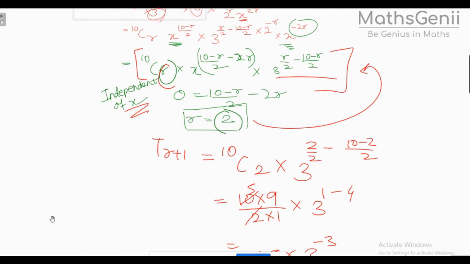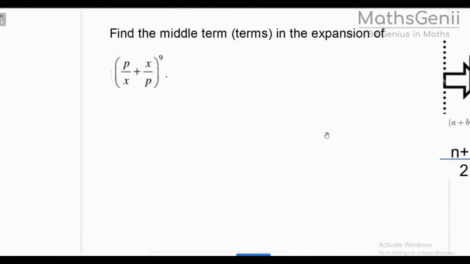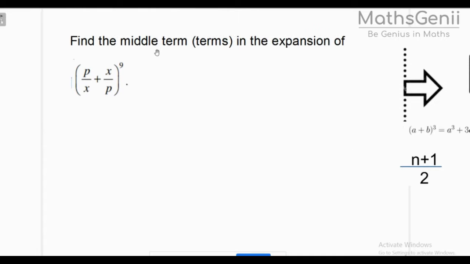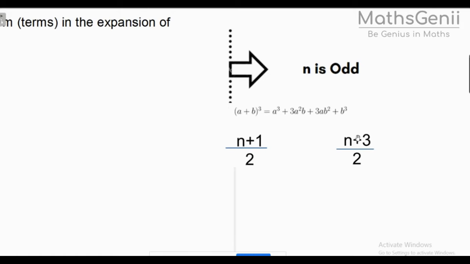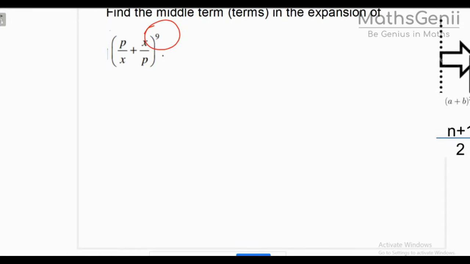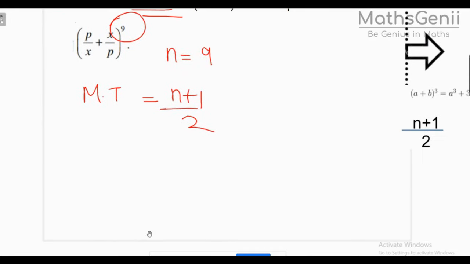Okay. So last question of the day, middle term question we have not taken yet. So let's take that. Find the middle term in the expansion. Now it is 9. 9 is odd. And for odd, what is the formula? N plus 1 by 2, n plus 3 by 2. So n in this question is 9. I want to find middle term. So middle term formula is nothing but, for odd, it is n plus 1 by 2. And what is the next? N plus 3 by 2.